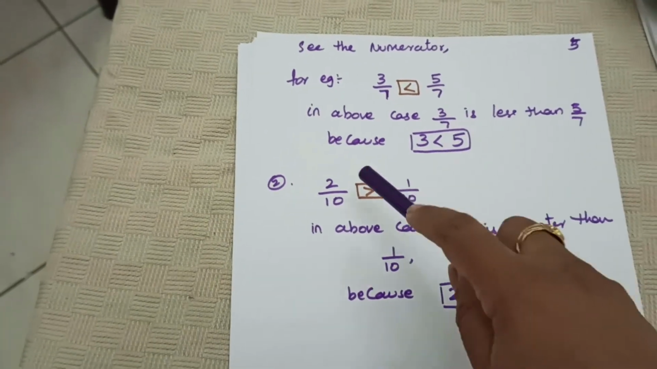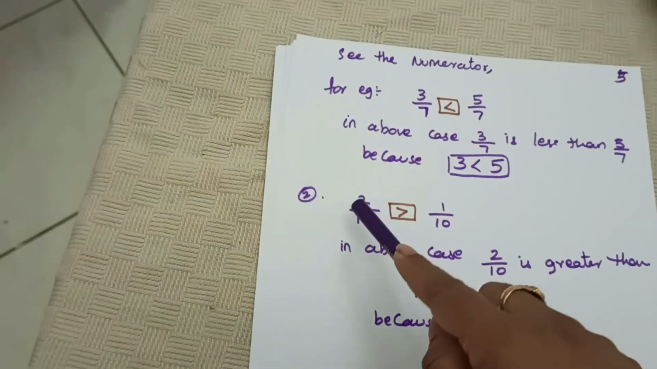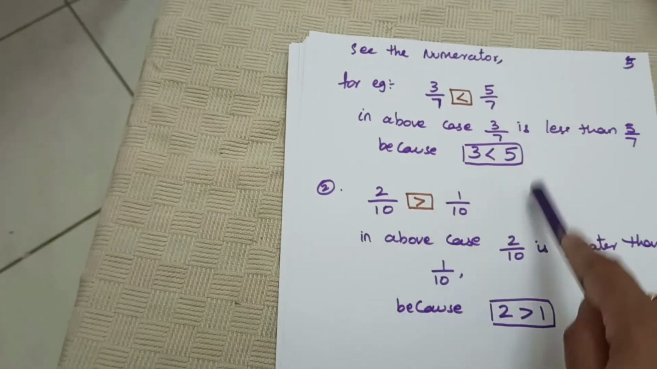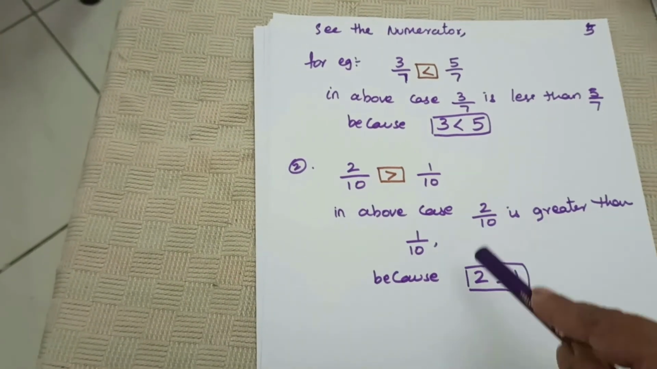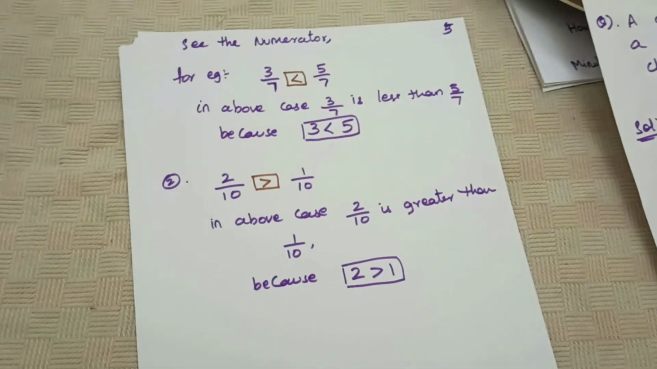The second example, 2 by 10 and 1 by 10. So I will compare 2 and 1. Of course 2 is greater than 1. So in this case 2 by 10 is greater than 1 by 10. I hope you people understood the concept of fractions.